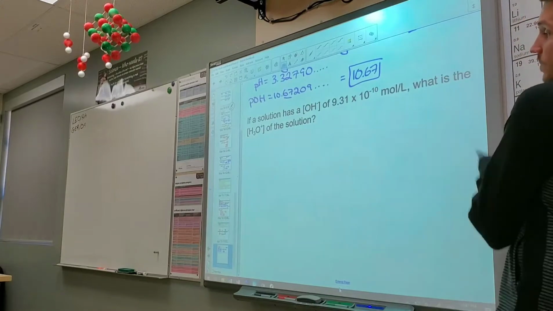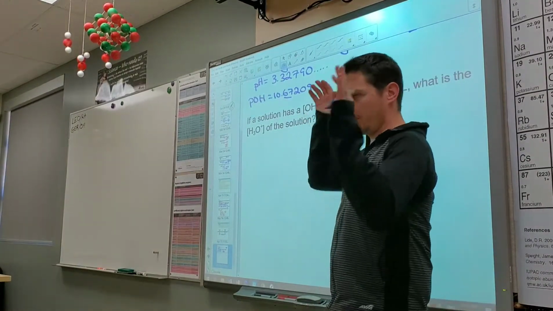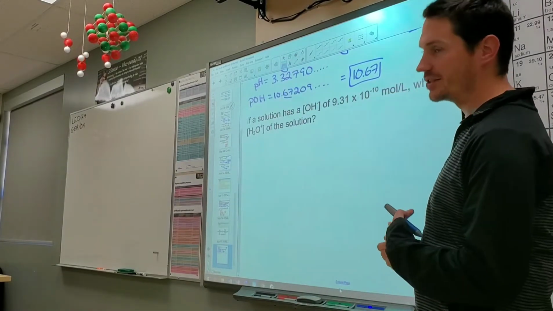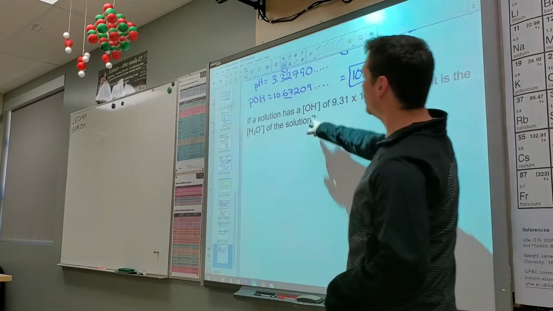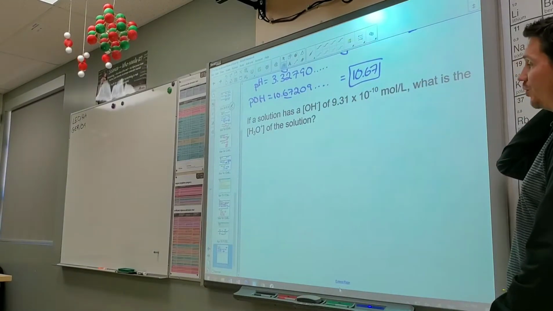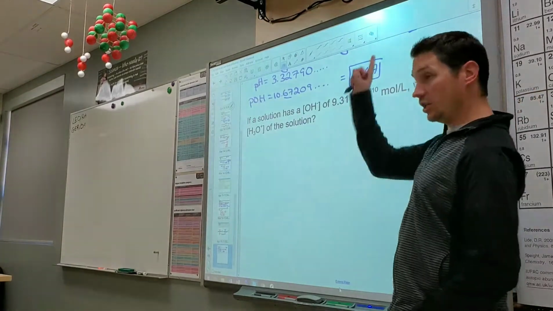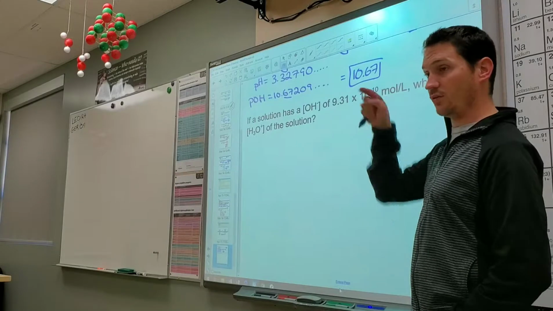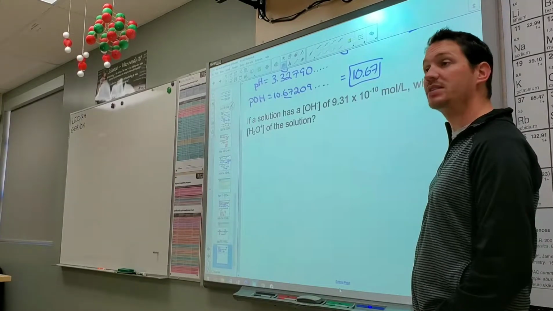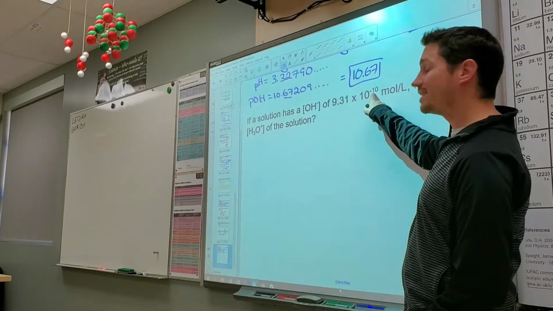So let's take a look at this. A solution has a... what? What is square brackets OH minus mean? Hydroxide concentration. So you have a hydroxide concentration of 9.31 times 10 to the negative 10 moles per liter. What I want to know is, is this a really large concentration or a really small concentration? Small. It's pretty small, isn't it? So this is a very tiny concentration.